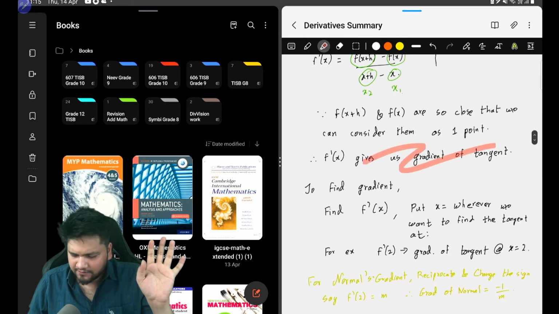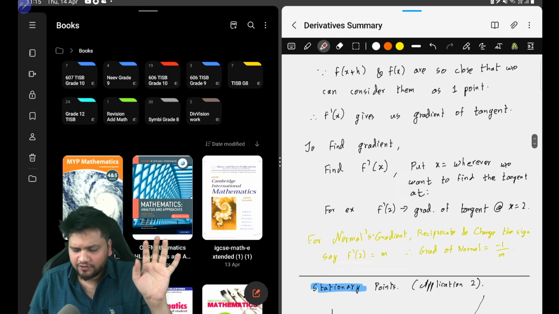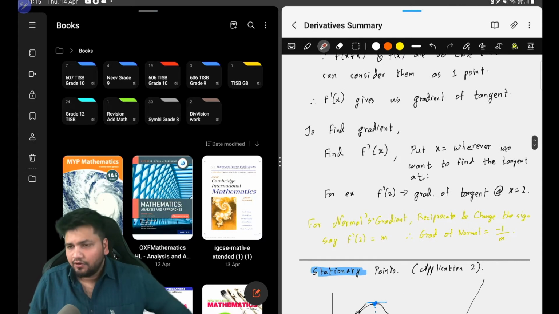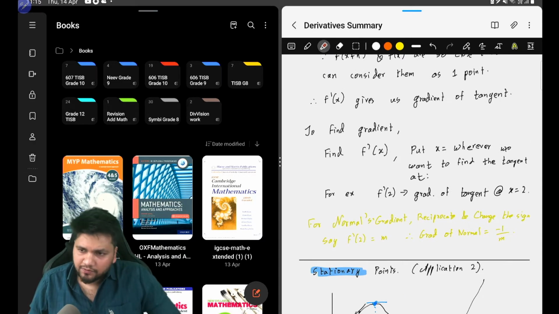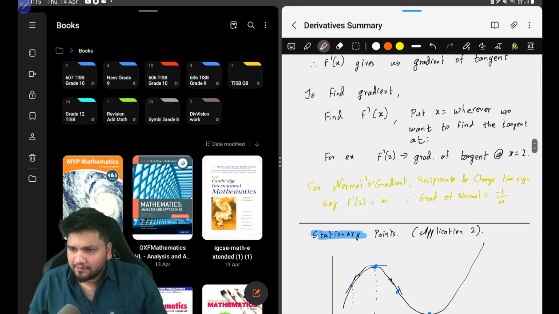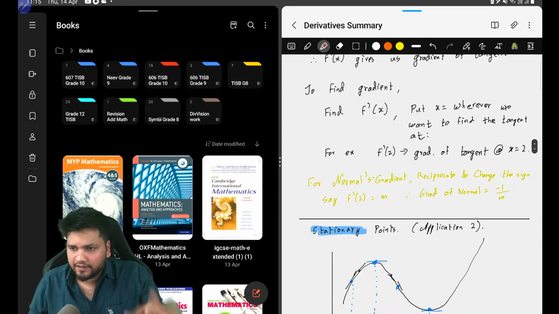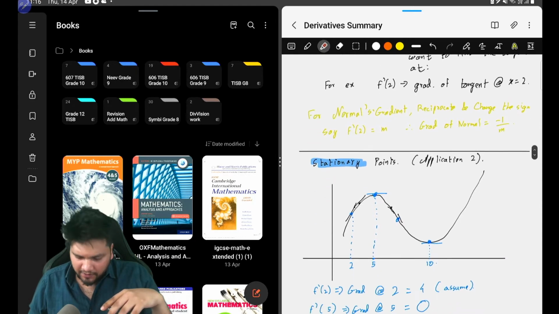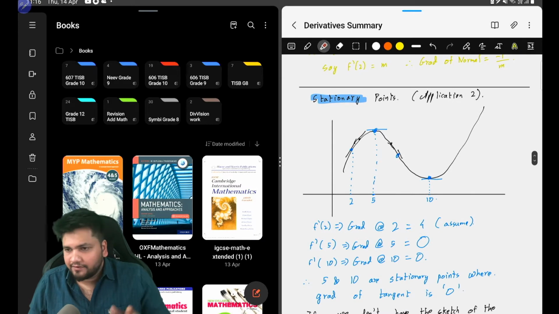So f dash of x gives us the gradient of the tangent. So in short, whenever we want to find the gradient of the tangent, we'll find f dash of x and put in x wherever we want to find the tangent. So for example, at x equals 2, 3, 4, 5, just put the values, you will get various tangents. Okay. Now when I find the tangents, from that we get application 2, which is stationary points.